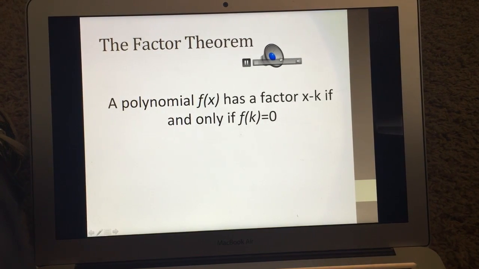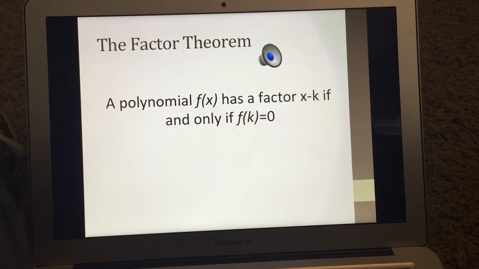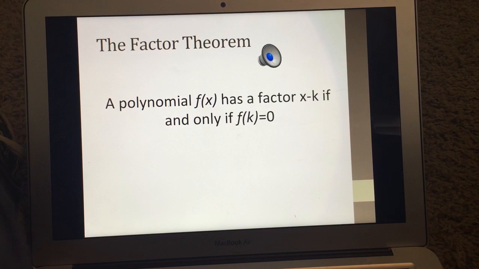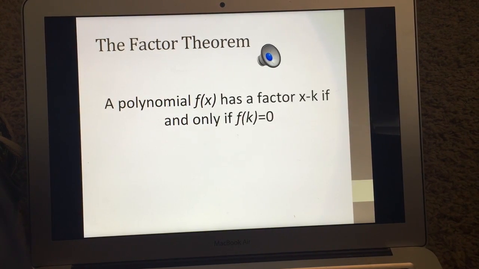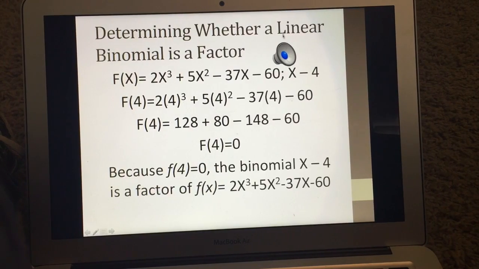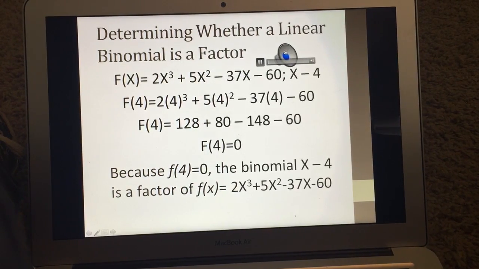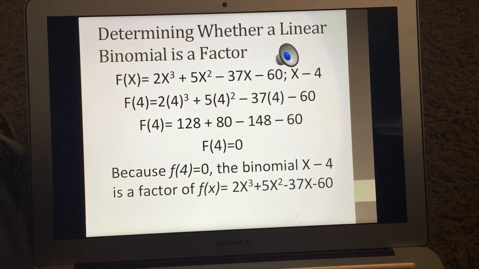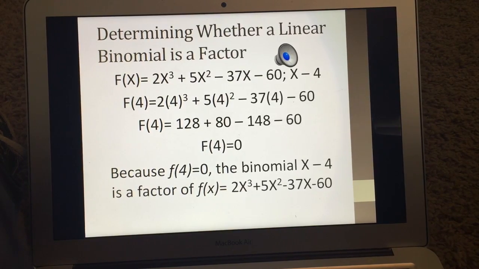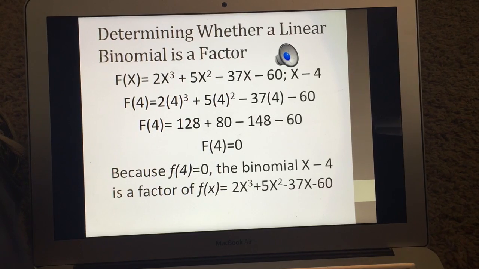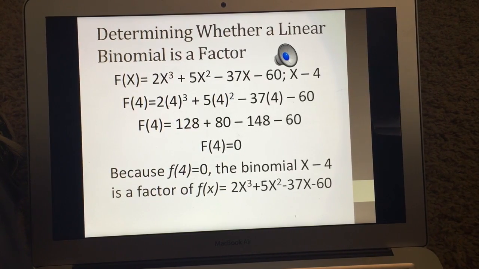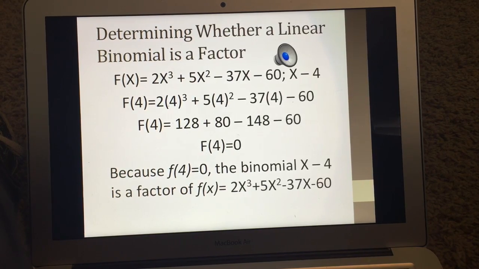So for these next two problems, you're going to need to use the factor theorem, which says a polynomial f of x has a factor x minus k if and only if f of k equals 0. So you start off with f of x equals 2x cubed plus 5x squared minus 37x minus 60, and they want to know if x minus 4 is a factor. So you know if you have x minus 4 that x equals 4, so you want to plug in 4 where you have every x.